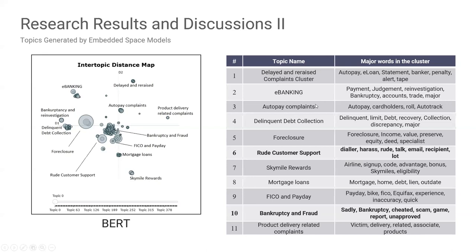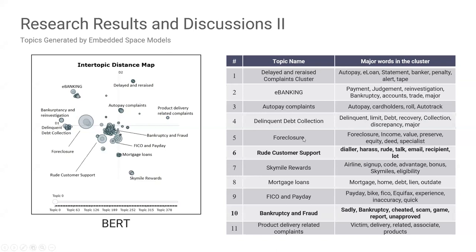Then the third topic is about auto pay, right? Sometimes you are not able to set up an auto pay, or your auto pay is not activated. So auto pay, card holders, role, auto track are all related to auto pay collection, right? Then the fourth topic is about delinquent debt collection. If someone is not able to pay their loan, and after 60 or 90 days is unable to pay the installment, the account goes into delinquency. Then they do recovery and all that. That is why this has very related words like delinquency, debt, recovery, collection, discrepancy, major, right? All these are related to delinquent debt collection.